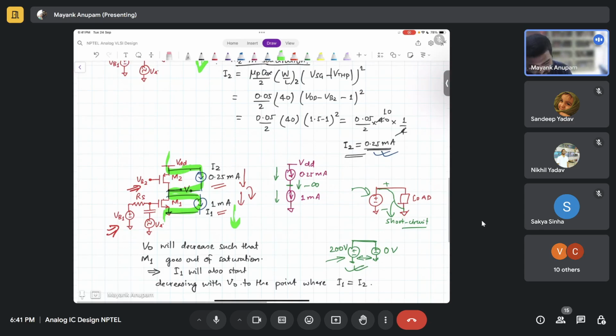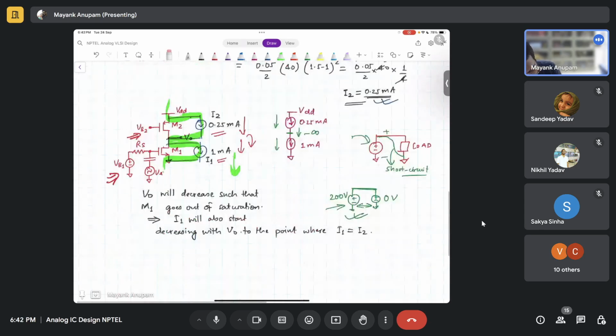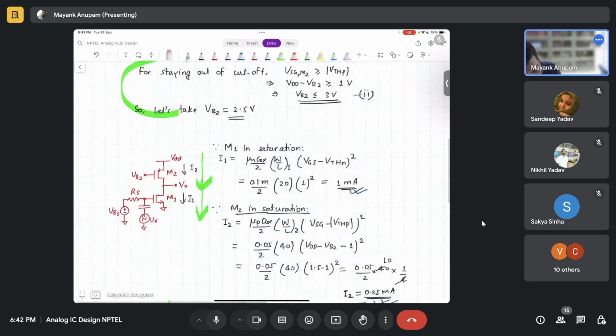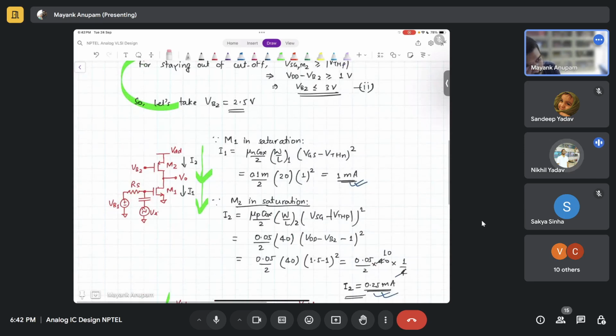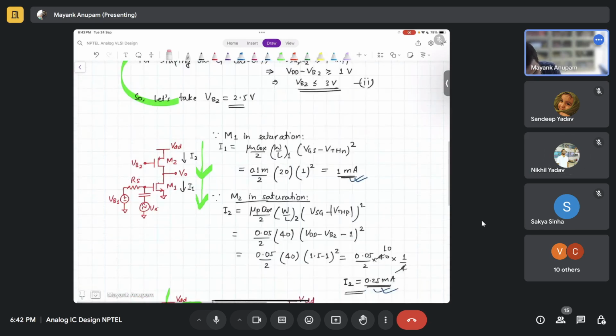So you said that VB2 can be anything less than 3 volts, right? That is what you said. So we took a voltage equal to 2.5 volts. It turns out that this is not good, because in this condition M1 will go out of saturation. So tell me, what should VB2 be? I think we need to make I1, sorry, I mean I2 equal to I1. Yes, exactly.